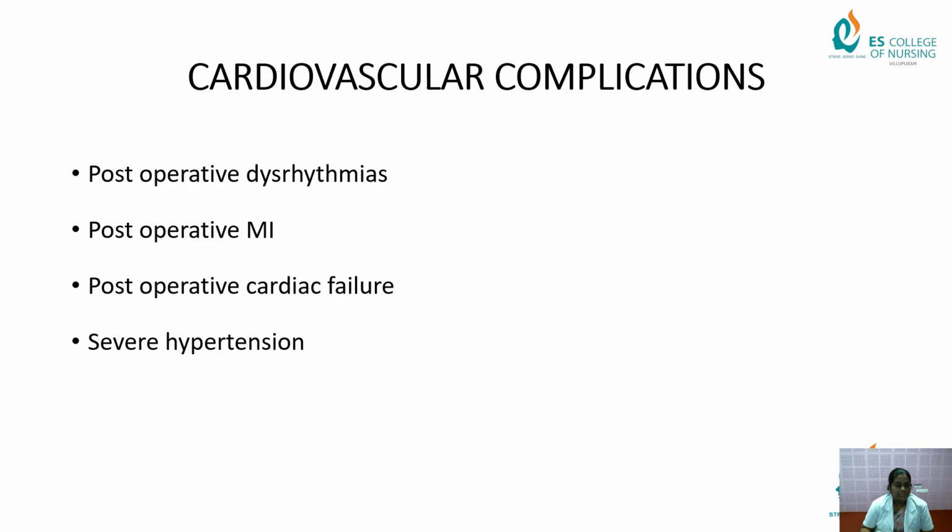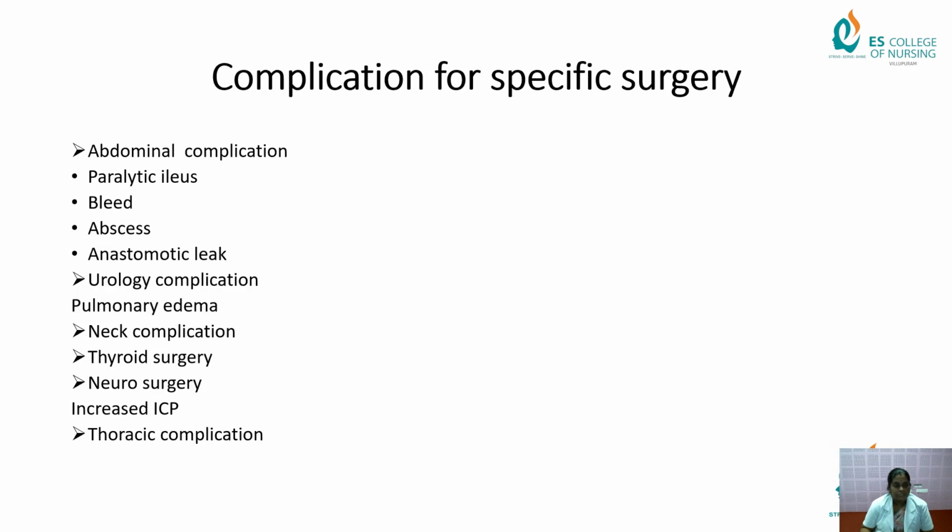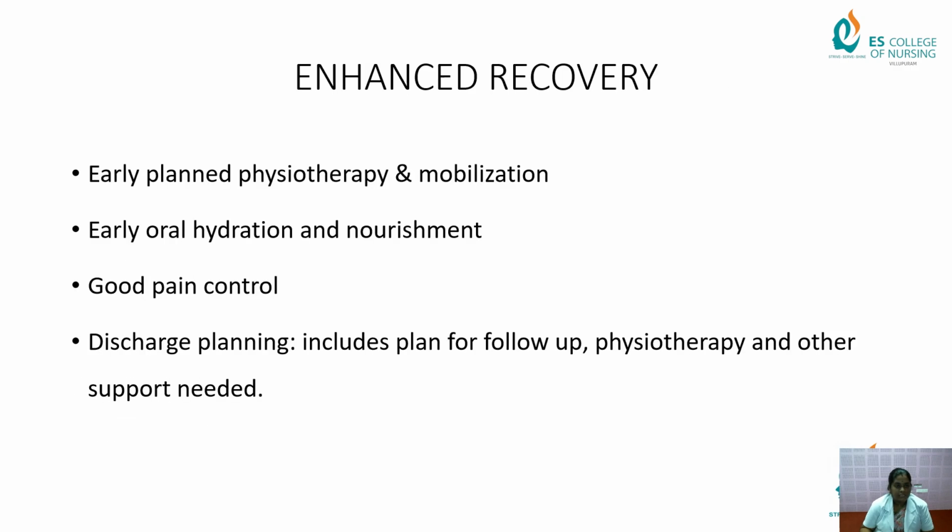Cardiovascular complications we can see are post-operative dysrhythmias, post-operative myocardial infarction, post-operative cardiac failure, and severe hypertension. Renal and urinary complications are acute renal failure, urinary retention, and urinary infection. Complications for specific surgery include abdominal, urological, and thoracic complications. Abdominal complications are paralytic ileus, bleeding, abscess, and anastomotic leak. Urological complication is mainly pulmonary edema. Neck complications with thyroid surgery, neurosurgery with increased ICP, and thoracic complications.